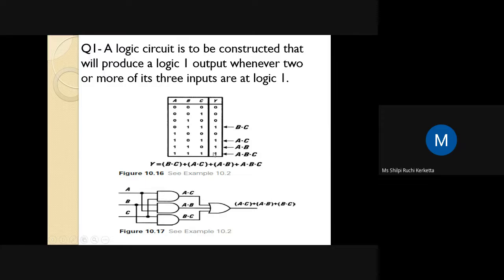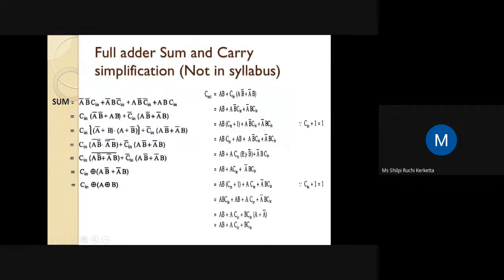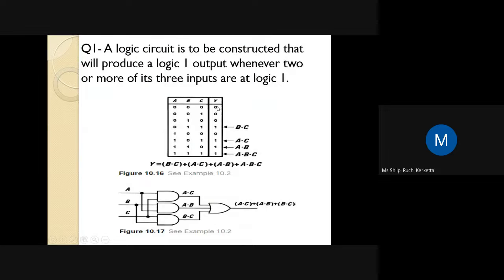So if you go to this full adder, you can see this is the carry gate. We are having 0001 0111. If we go here, see, we are getting 0001 0111.